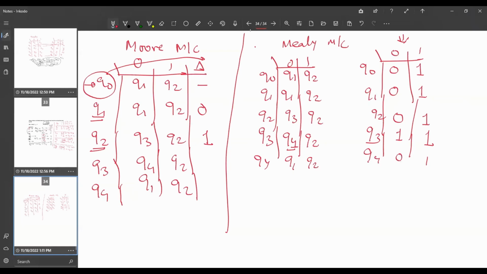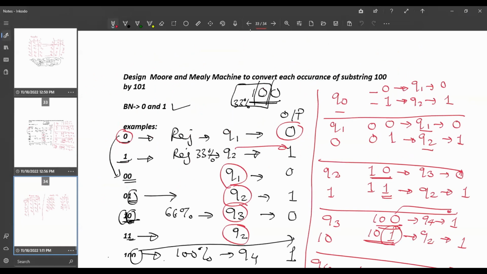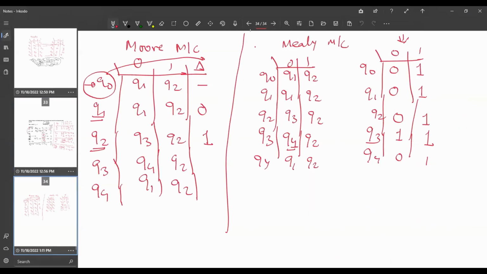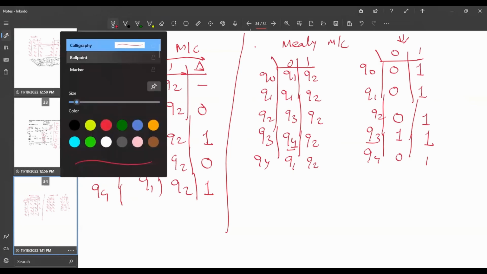So what was the output of Q3 and Q4 that we have to write here? Output of Q3 was 0 and output of Q4 was 1. Now the time to draw the diagrams.